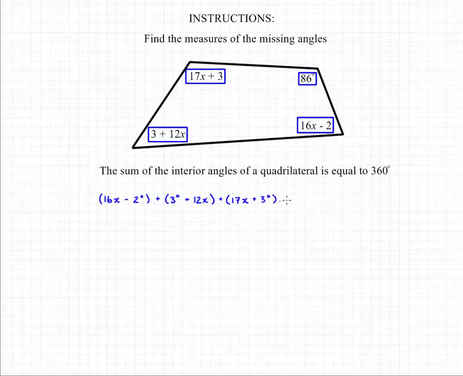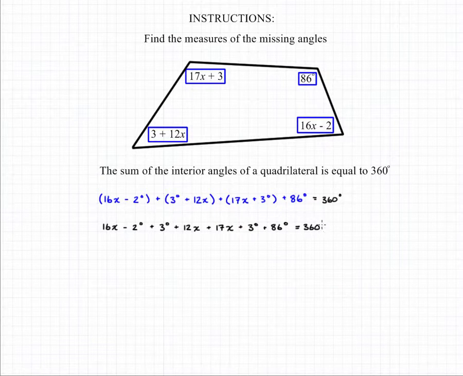So we can take all of the interior angles for this quadrilateral, add them together, and say that they're going to equal 360. And we can clean up this equation a bit, and it'll give us 16x minus 2 degrees plus 3 degrees plus 12x plus 17x plus 3 degrees plus 86 degrees equals 360 degrees. Now if we combine like terms, we'll end up with 45x plus 90 degrees equals 360 degrees.